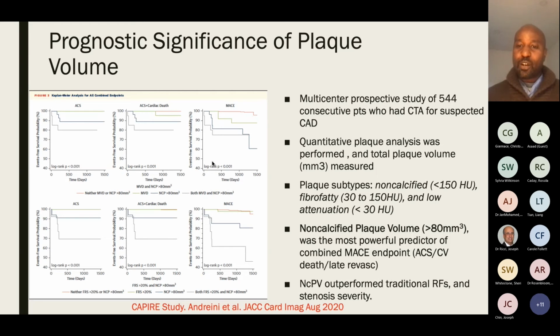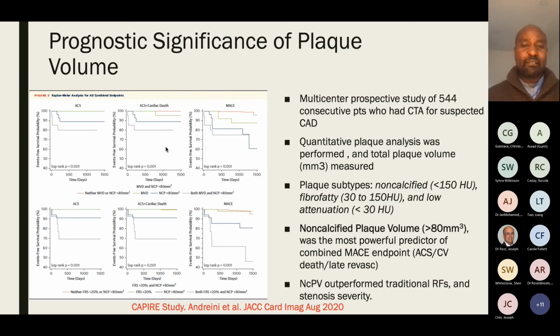So that amount of plaque volume of soft plaque was the most powerful predictor of the combined MACE endpoint of ACS, CV death, and late revascularization more than 6 months out from your CT scan. And this non-calcified plaque volume outperformed both traditional risk factors as well as stenosis severity.